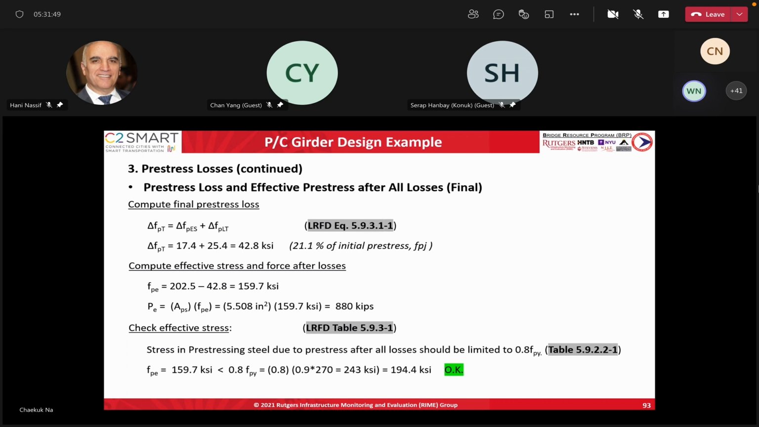And it's not always the case that we get it the first time. We need to do trial and error, but it's easy with the use of a spreadsheet. Now, the effective pre-stress is the initial pre-stress minus the total losses. And from that, we can calculate the force, and we get 80 kips. Now, there is a restriction on FPE. It shouldn't be higher than 0.8 FPY, sorry, the yield stress of strands, which worked here. Okay, next.